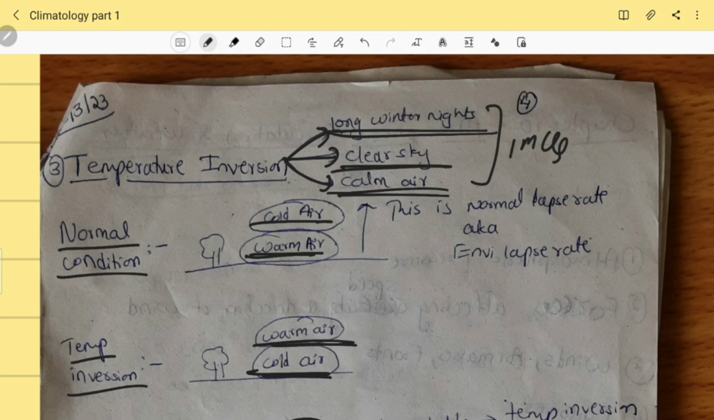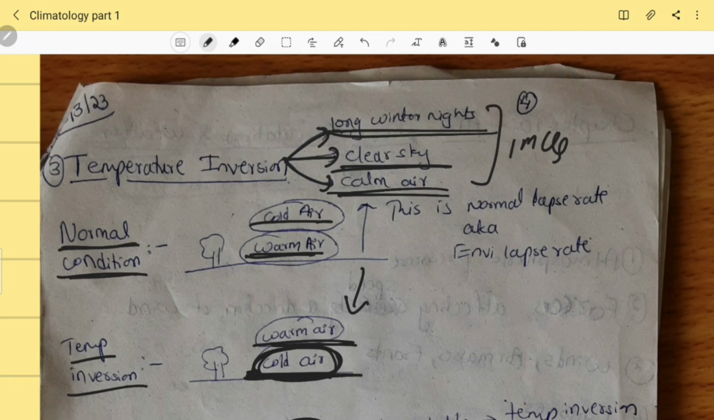Okay, see, this normal condition should turn to temperature inversion condition. This is possible when we have long winter nights. Long winter nights, what happens? Earth radiates all of its heat energy in the night, and it becomes cold. So the first condition, it should be a long winter night. Second one, it should be a clear sky.